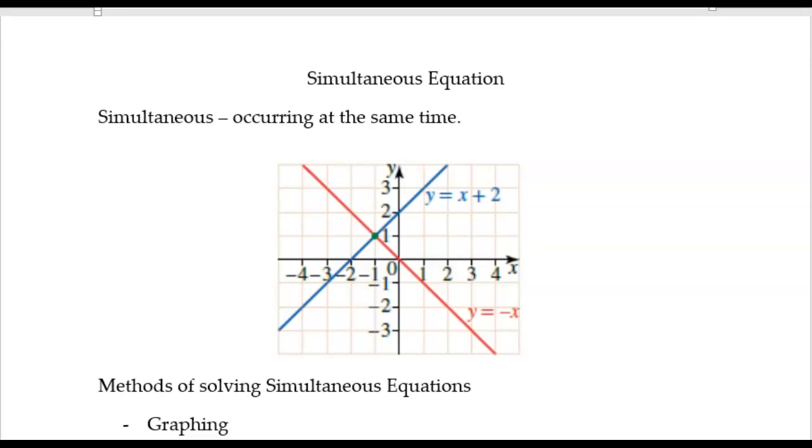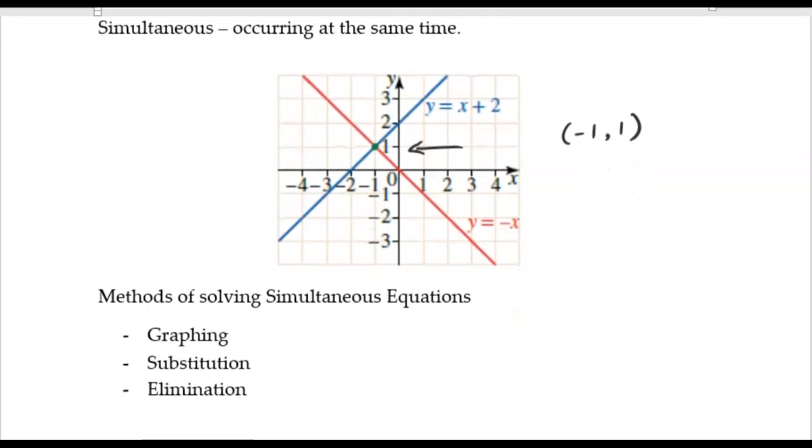Like in this particular example, if you notice, the point -1, 1 is shared by both the lines y equals x plus 2 and y equals minus x. So when a scenario like that happens, these two lines have equations that are called simultaneous equations. Now in this chapter, we're going to have a look at solving simultaneous equations using three methods. We're going to look at graphing method, then substitution, and then elimination.